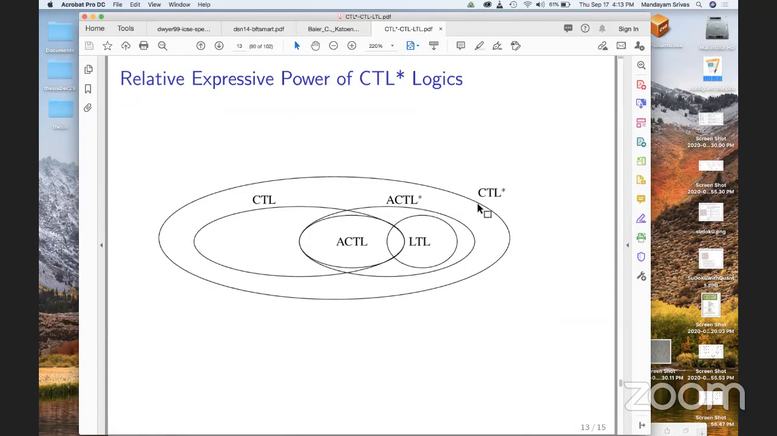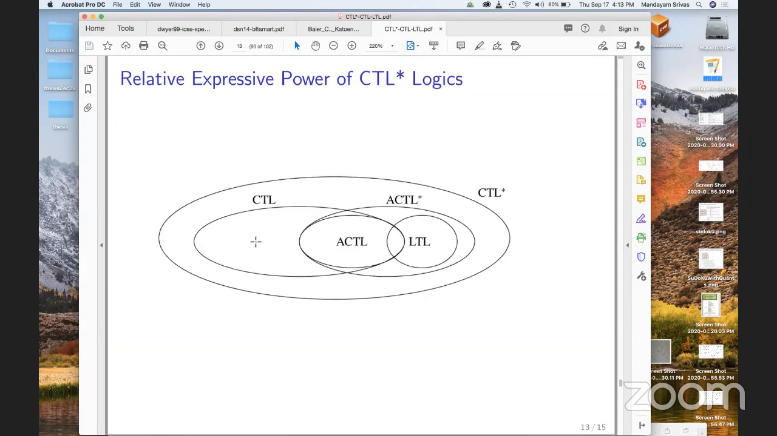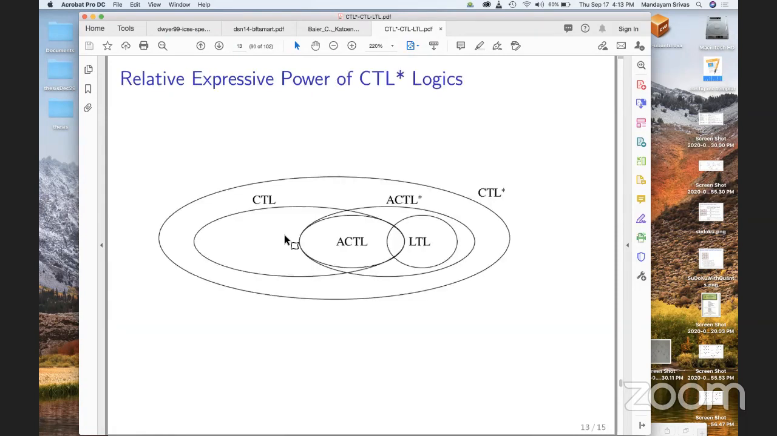Okay. So now I'll revisit this slide. That's why you have seen that LTL and CTL are strictly incomparable: there exist several properties expressible in CTL that are not expressible in LTL, and vice versa. So that is the point that I wanted to make. Okay, any questions?